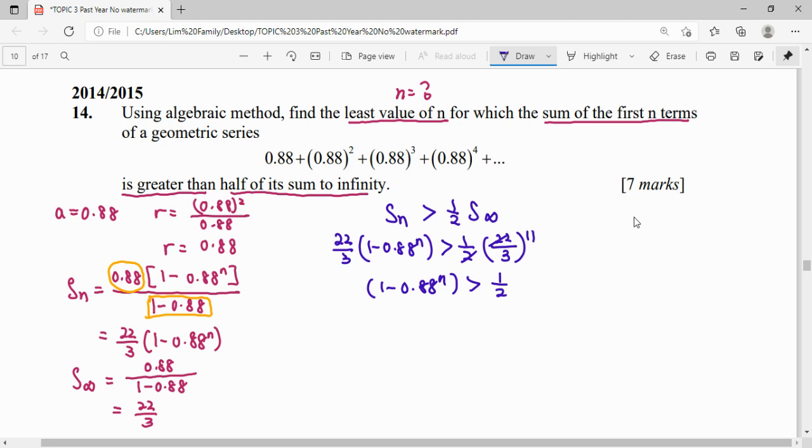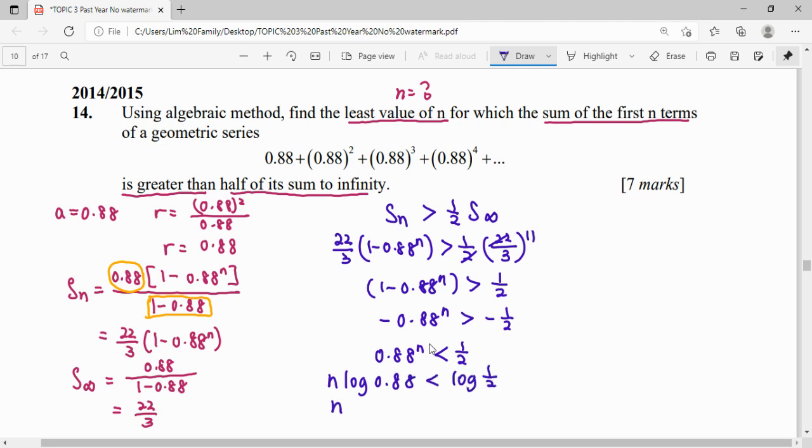Until this stage, what can we do? We can move the 1 to the right hand side. When I move 1 to the right hand side, it becomes negative: minus 1, so it becomes negative half. Simplify some more, divide by negative, then I need to change the sign. It will be less than. So now we're going to find what our n is. In order to find n, I have to log both sides so that the n can be multiplied in front. So log 0.88 to the power of n less than log 1 over 2.